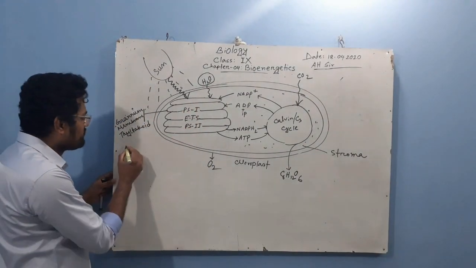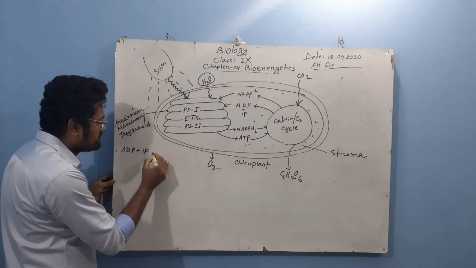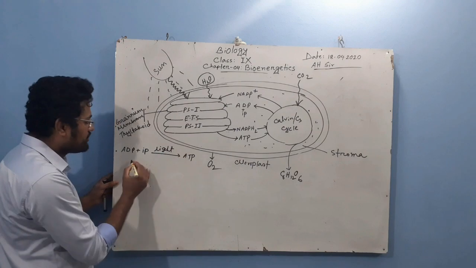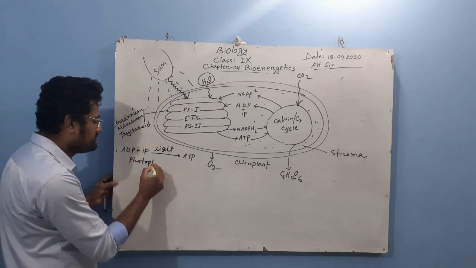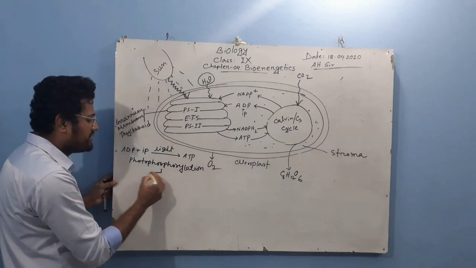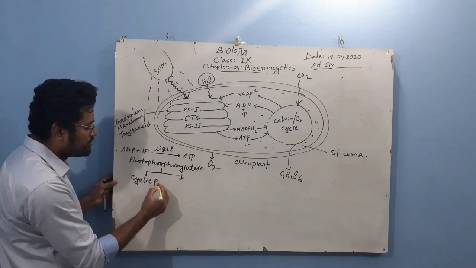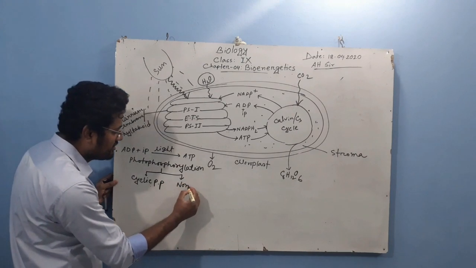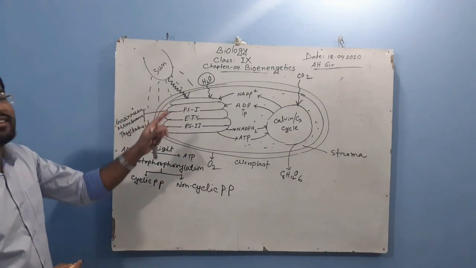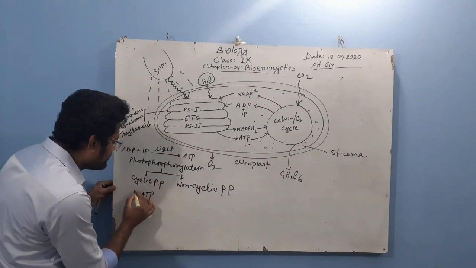I write here ADP plus IP. In the presence of light, this process is called photophosphorylation. Photophosphorylation is basically of two types: cyclic photophosphorylation, I write in short, and non-cyclic photophosphorylation. In cyclic photophosphorylation of the light phase, one molecule of ATP is produced.